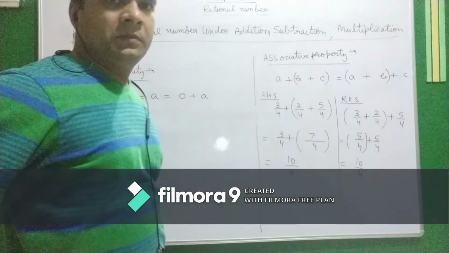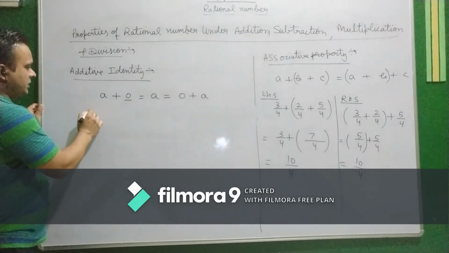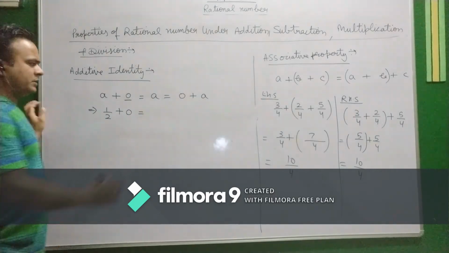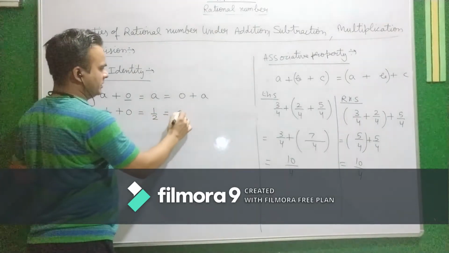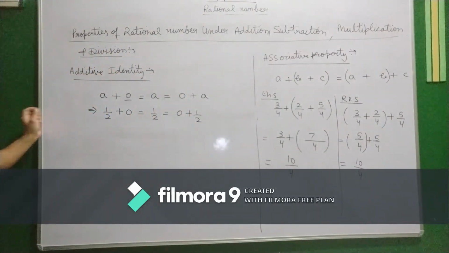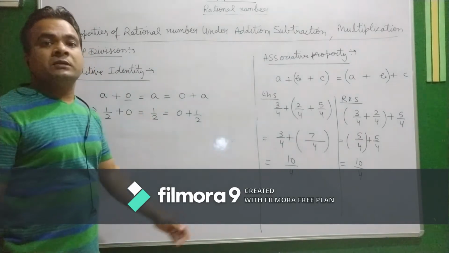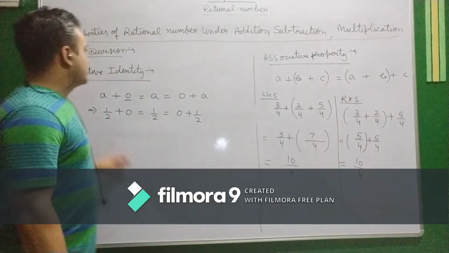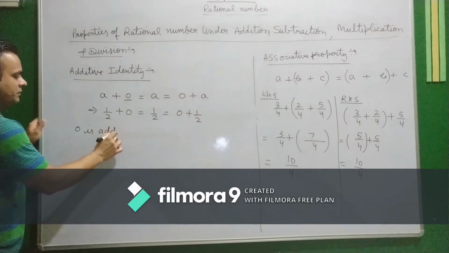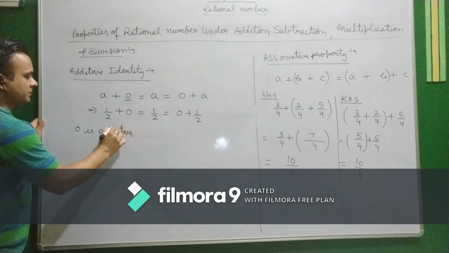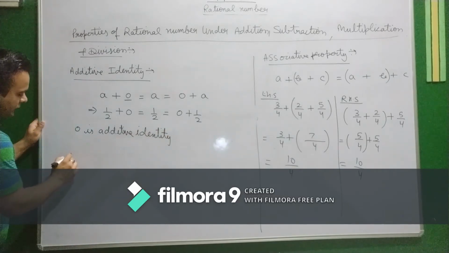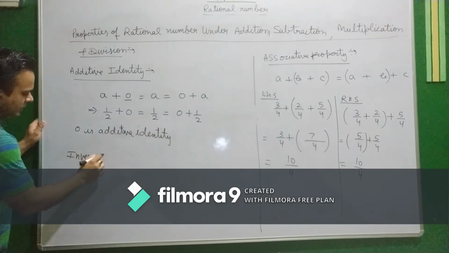Now you can see, suppose I am taking 1 upon 2. If I add 1 upon 2 with 0, definitely I will get 1 upon 2. And if I apply the commutative property here, I will also get 1 upon 2. It means 0 is not affecting the value of the rational number. So finally we can say that 0 is the additive identity. Right? Now inverse. What do you mean by inverse?